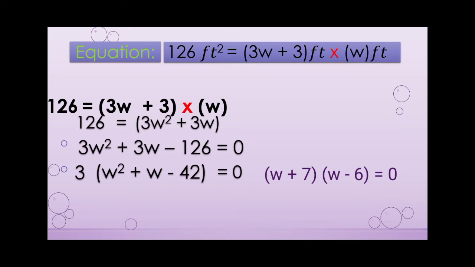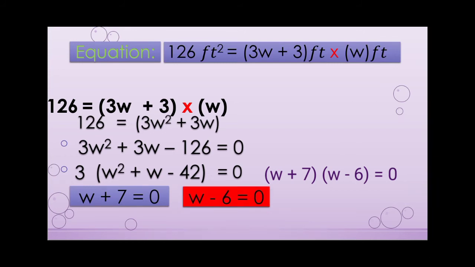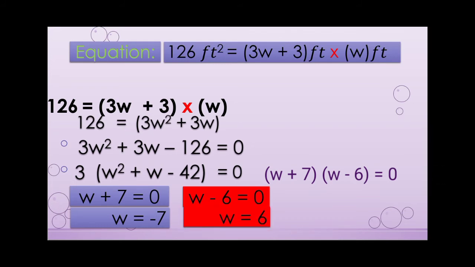Then let us equate each factor to 0. So we have now W plus 7 is equal to 0. Then second is W minus 6 is equal to 0. Then solve for W. We have W is equal to negative 7, and the second is W is equal to 6. So again, negative yung isa, positive yung isa. So, alin sa dalawang yan ang width ng ating tarpaulin? Of course, it is positive 6.